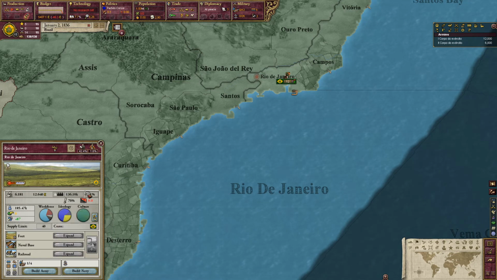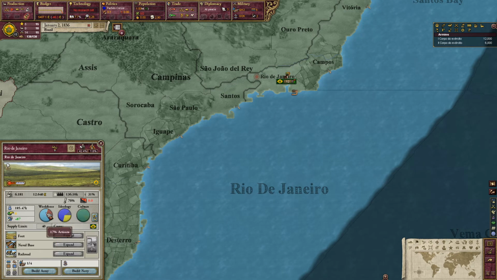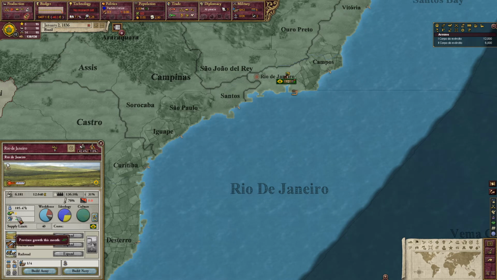What this means is that 31% of the RGO size is filled. And again, right here it'll show us our population, province migration, and growth. Province migration, that's some people moving there, obviously. And if that number is negative, it means people are moving away. If it's positive, it means people are coming in.